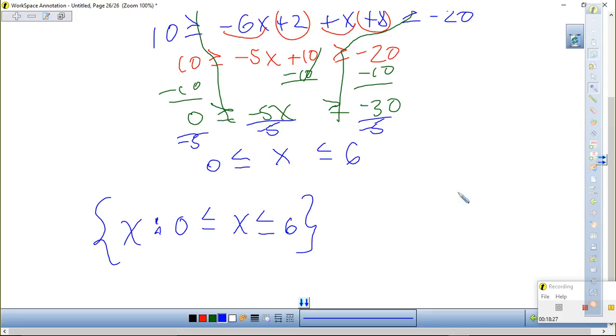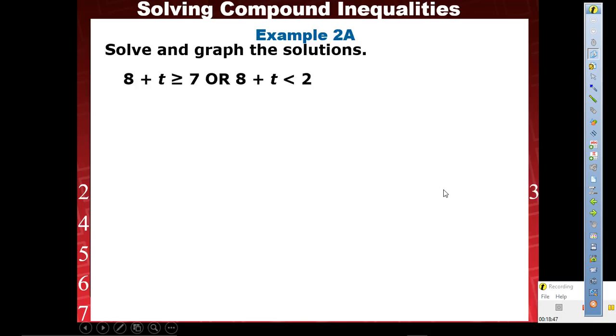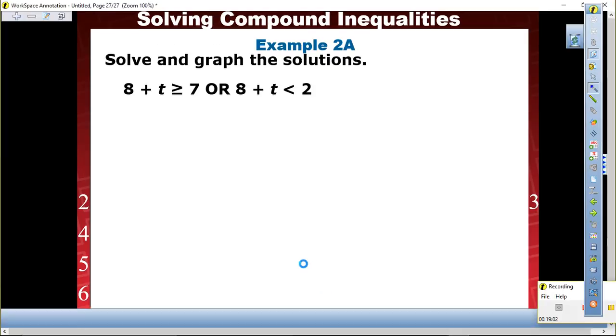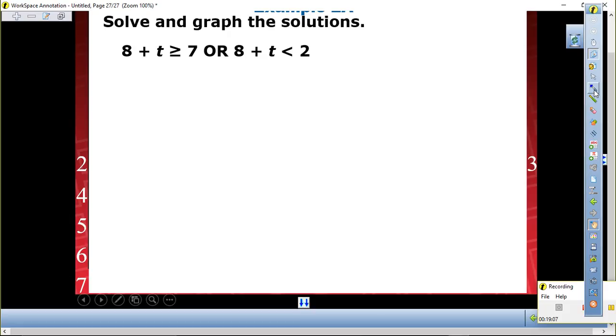Okay. So now let's go to another type of compound inequality that's going to look a little bit funky, but still we need to go over this one. Here we go. Copy this one, please. Example 2A. It says 8 plus t is greater than or equal to 7, or 8 plus t is less than 2. I know, right? You have to write or.